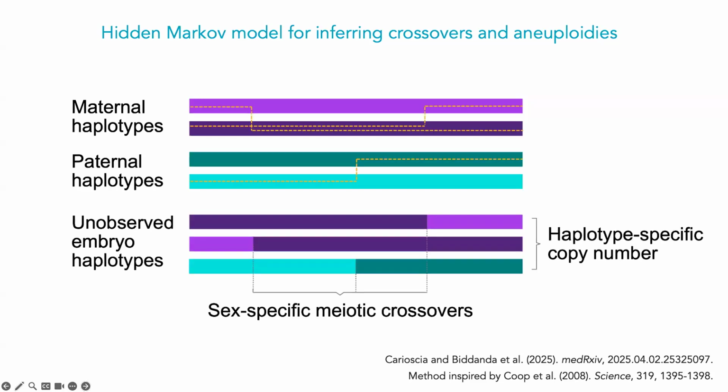And then using a hidden Markov model, we trace paths through the parental haplotypes that best explain the embryo data. We invoke crossovers as transitions between a given parent's haplotypes, right here, or aneuploidies as additional or missing paths. So here we're taking 2 paths through the maternal haplotypes because there's a trisomy of this particular chromosome.